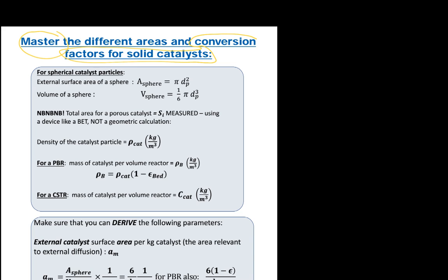First, note that in CRE we are only going to consider spherical catalyst types. Perfect spheres, and even more so, we are going to assume that we have a single particle size distribution, so we don't have a range of particle diameters present in our catalyst heap or our catalyst mass that we are going to feed to our reactor.